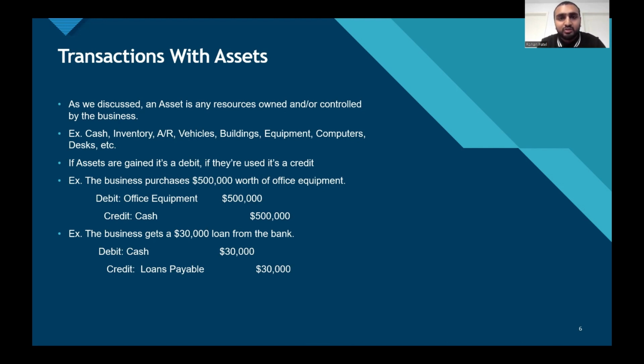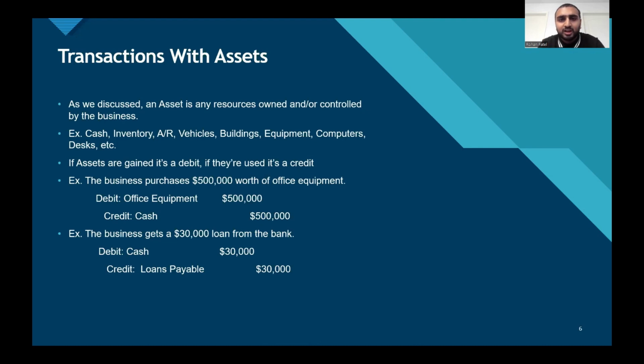As we discussed in the previous lesson, an asset is any resource owned and or controlled by the business. So anything from cash on hand to inventory on hand that we are selling to our customers, to the accounts receivable account where we record transactions where we're owed money by our customers for the most part, and they'll be paying us back in the future. Vehicles, equipment, buildings, and even computers and desks fall into this category. So if assets are being gained, it's a debit, and if assets are being used, it's a credit.